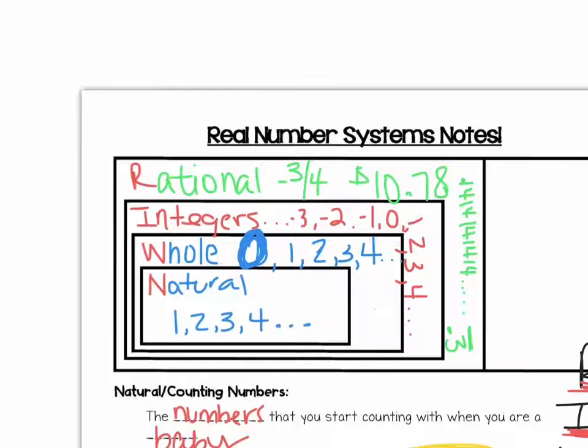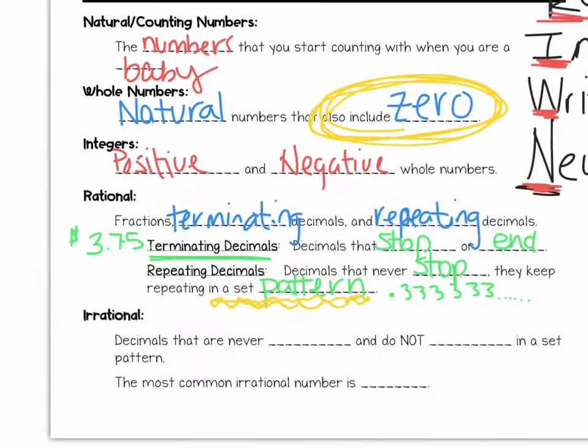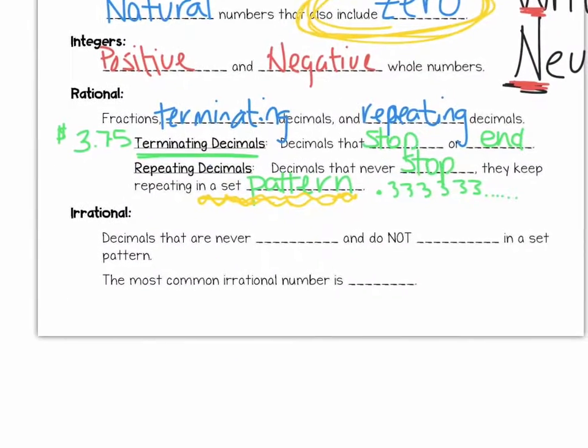So now I've gotten all of this side over here done, but I still have this blank little box right here. And so I'm going to need to go ahead and fill him in. So if we go down here, that is going to be for irrational numbers. Irrational numbers are decimals that never stop and do not repeat in a set pattern.